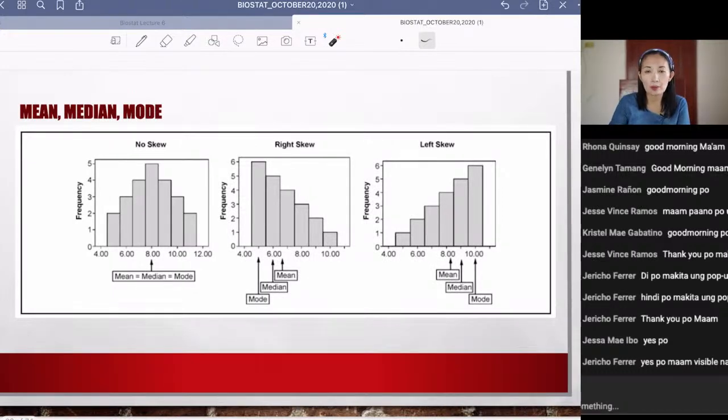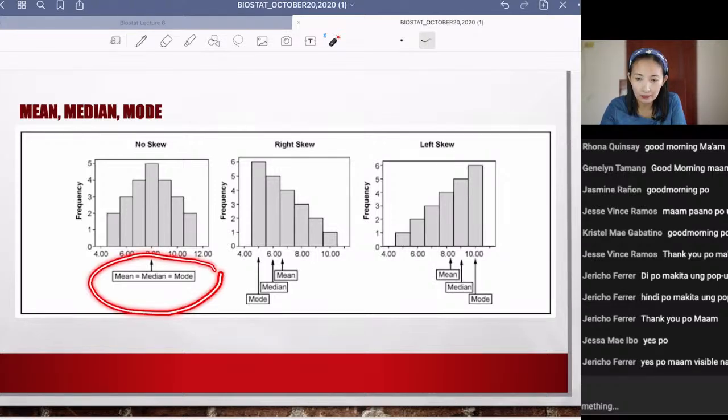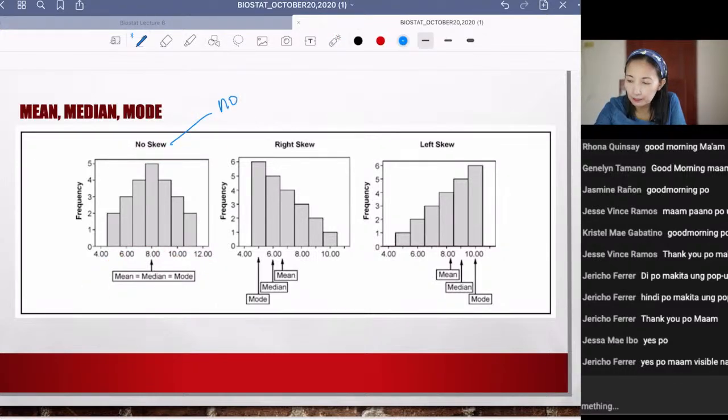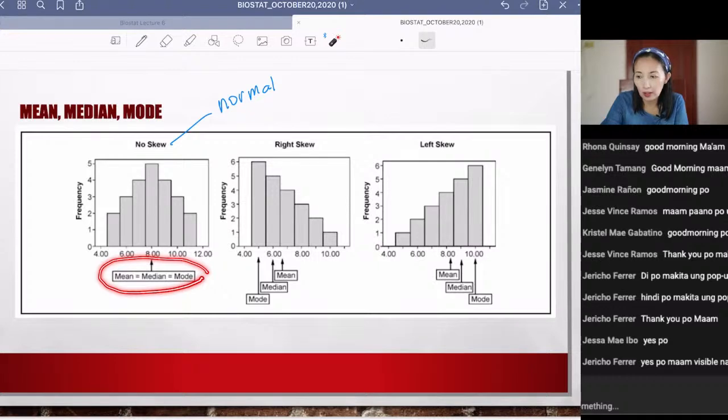Comparing and contrasting between positively skewed and negatively skewed and a normal distribution. Okay? When is it normal? So normal if your mean, median, and mode are all located at the center. So this one is, kaya nga naka-label no skew. No skew, normal. This is normal. Your mean, median, and mode are all at the center.